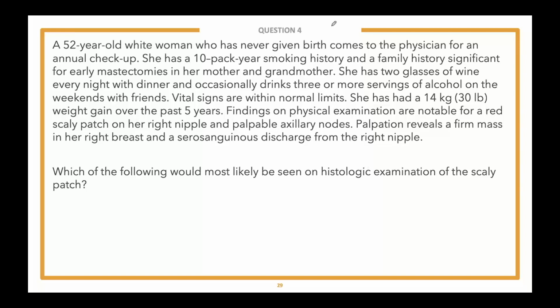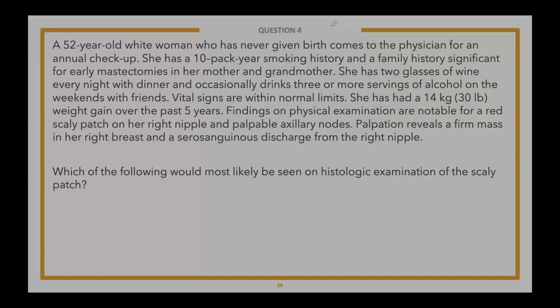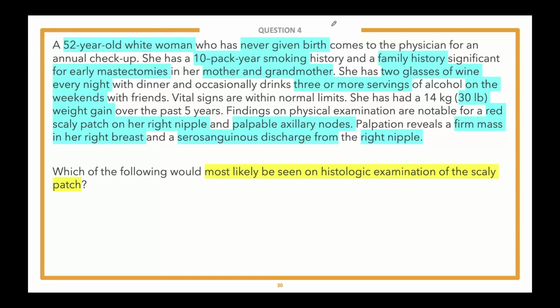So once again, we are going to show you what we think are the important clues in this vignette and the lead-in. The reason we're doing this is that hopefully you can pick up on what we think is important to highlight and what are some things that maybe you don't have to highlight. And hopefully with this repetition, you can start to incorporate this into your question answering time as well. Okay. So again, demographics, 52-year-old white woman.